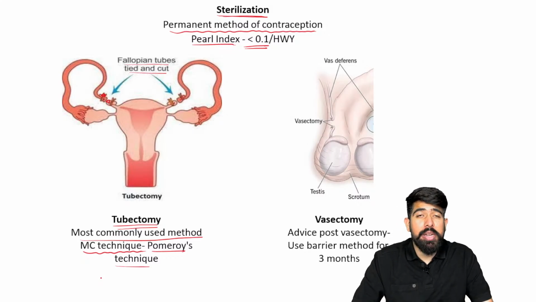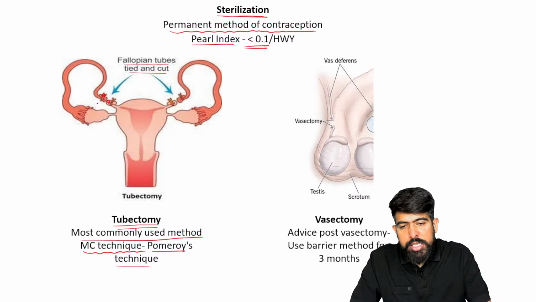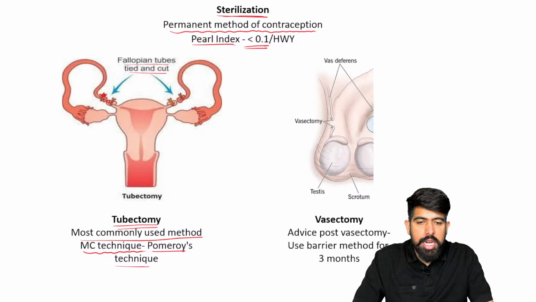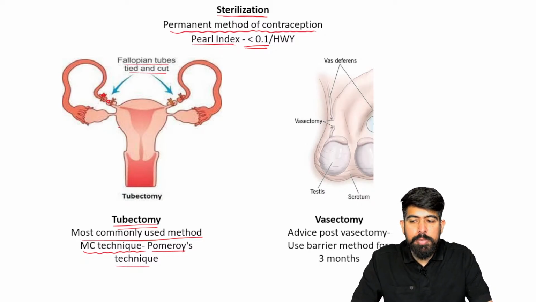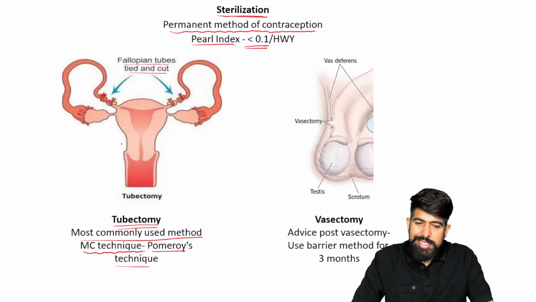Tubectomy means the fallopian tube is cut. As the fallopian tube is cut here, the ovum should not travel into the uterus, and there is permanent contraception. This is a permanent method of contraception.